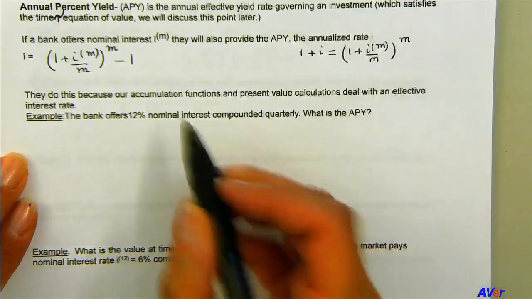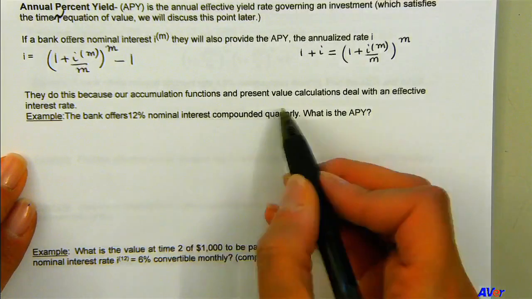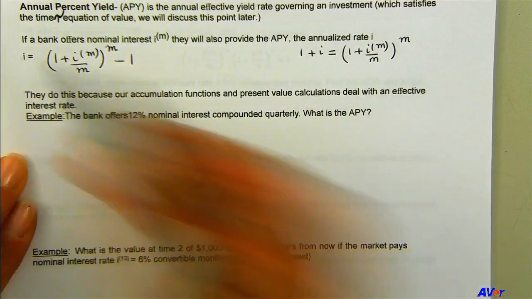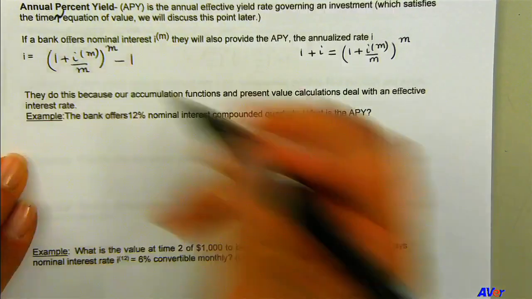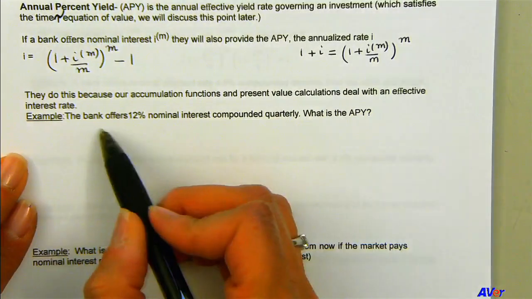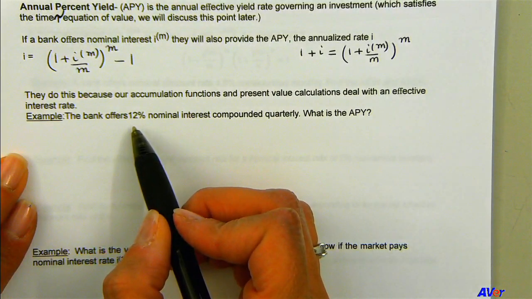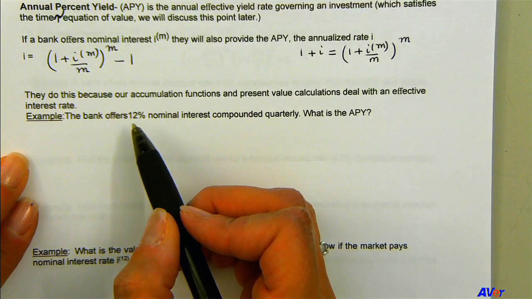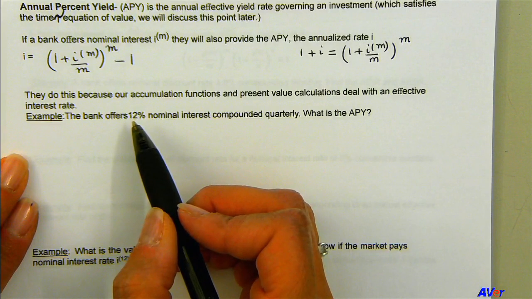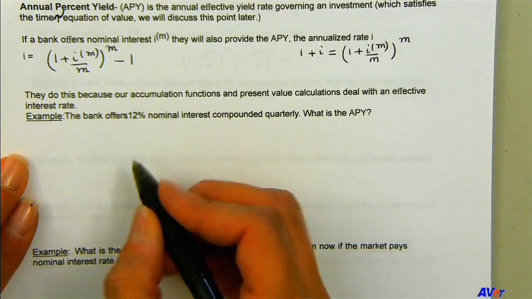They do this because our accumulation functions and present value calculations deal with an effective interest rate, i. This is the effective interest rate, i, right here. Example: the bank offers 12% nominal interest compounded quarterly. What is the APY? Can you do it? I want i. Go solve for i.